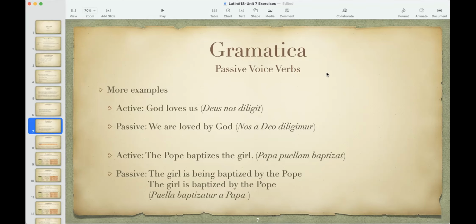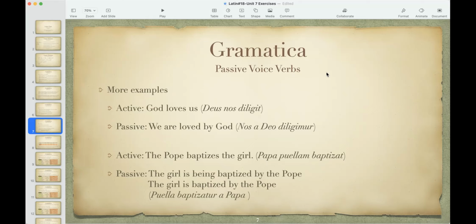I have a question. Sure. I'm not familiar with diligit, and that's my fault. But why are we not using amo? Is that a different form of love that would not be appropriate in this case? Okay. That is a very excellent question. The answer isn't quite so simple, but it's an excellent question.